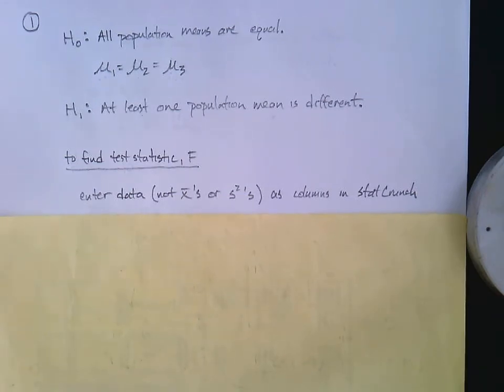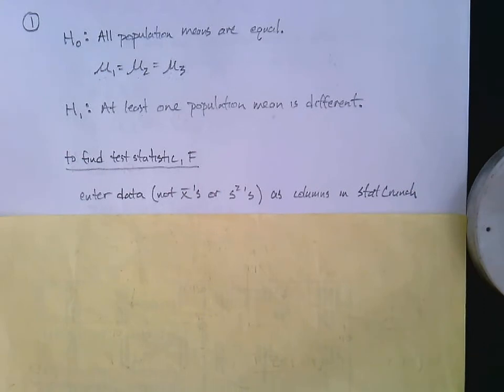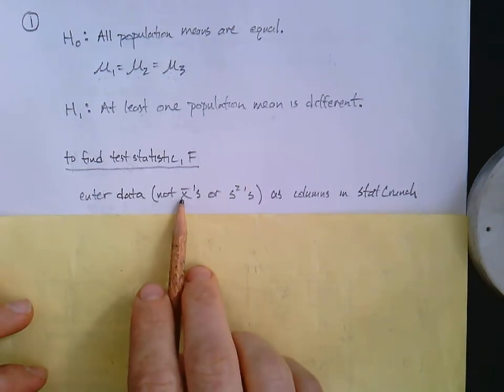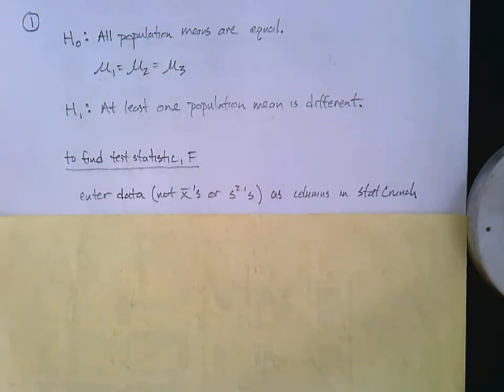you're going to take the data that you see in that table and enter that in as columns into Statcrunch. So enter the data, and when we say the data, we just mean the data for how much the patients' blood pressure went down. Don't include the X bars or the S squareds at the bottom. So you might ask, if we're not going to include those, why were they presented to us?